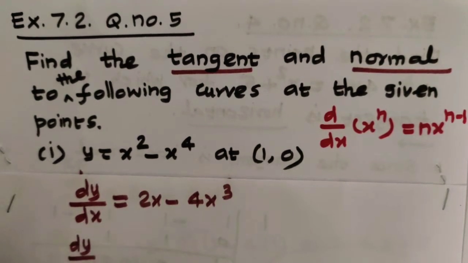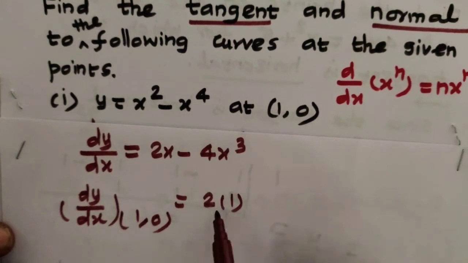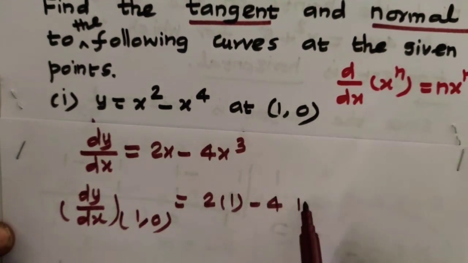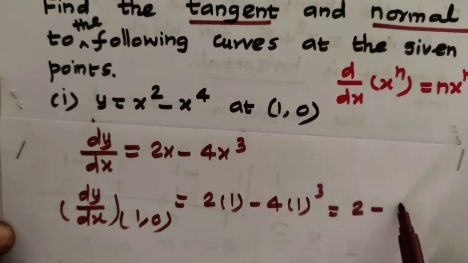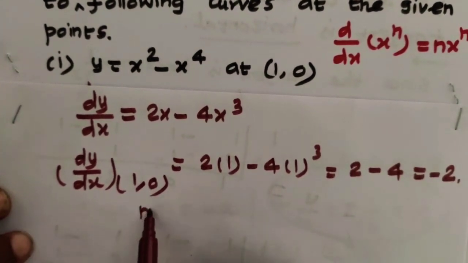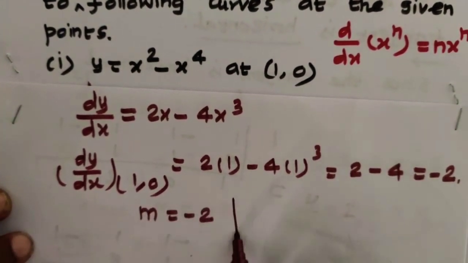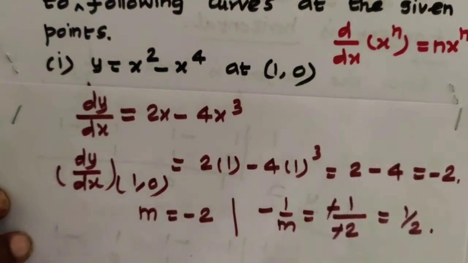Now dy divided by dx at the point (1, 0), which means slope at the point (1, 0). So 2 into x value 1 minus 4 into x value 1 cube, which is equal to 2 into 1 is 2 minus 4 into 1 cube is 4, which is equal to minus 2. Therefore slope of the tangent is minus 2 and slope of the normal is minus 1 by m, which is equal to minus 1 divided by minus 2, minus minus getting cancelled, therefore 1 by 2.